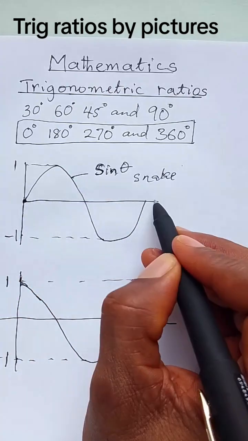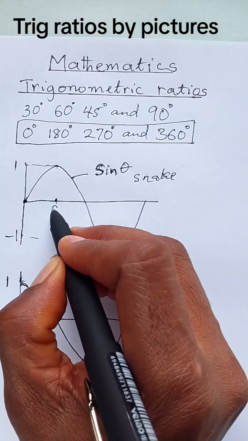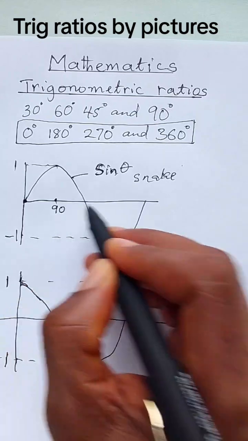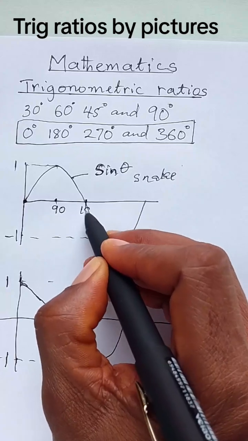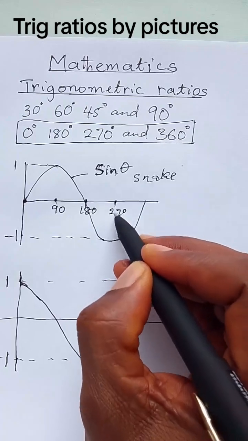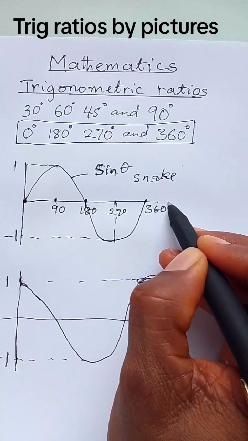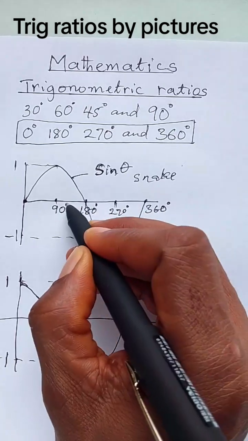And what are the values on the x-axis? This is 90. This is 180. This is 270. And this is my 360, all in degrees.